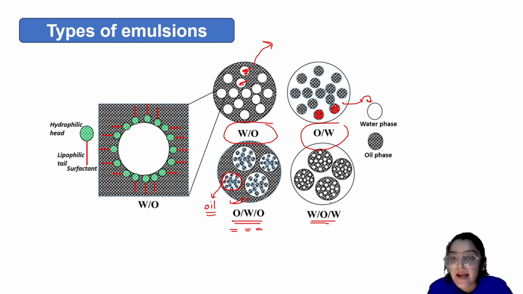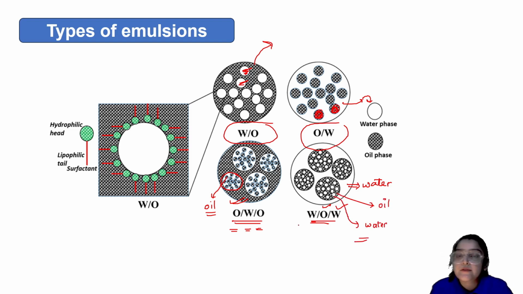Similarly, there is another type, that is the water in oil in water emulsion. The continuous phase is the water, in which the oil globules are dispersed. Inside the oil globules you can see small water droplets, right? So that is what we call a water in oil in water type of emulsion, right?